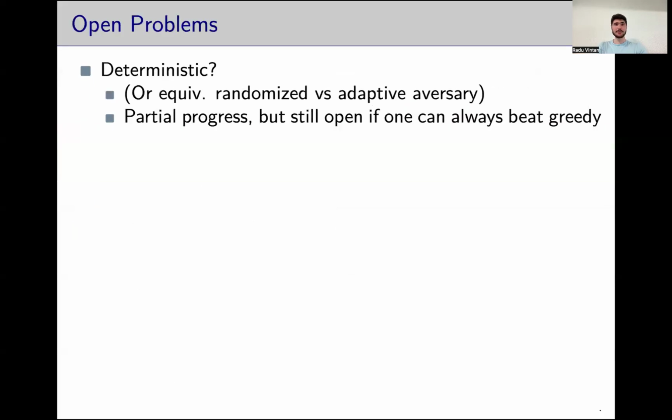As for open problems, the most interesting one is maybe deterministic algorithms. Here nothing is published. We have made some partial progress on it, but it's still open if one can always beat greedy in all arrival models or in edge arrivals, for example. So we think it's an interesting question.